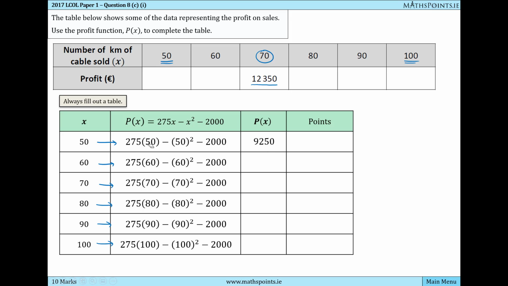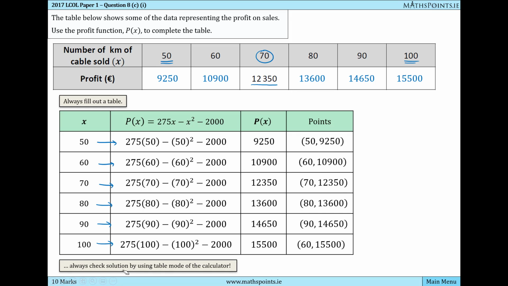So when I did it, I got that 50 kilometers of cable gave 9,250 of profit, 60 kilometers of cable gave 10,900 of profit, and so on to give 12,350, 13,600, 14,650 and 15,500. And these were the various profits we make when we enter in kilometers of cable amounts of 50 to 100. I'm going to place these into the table, and again, it is a good idea to show the workings and to check the answers using table mode in the calculator.